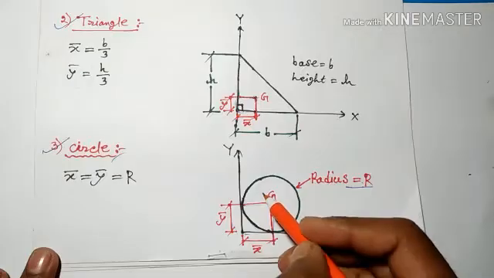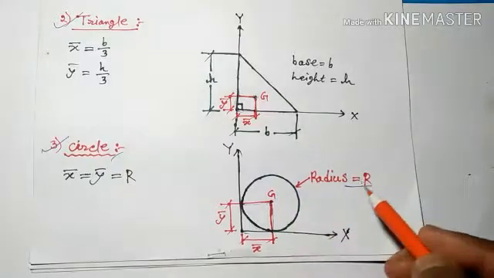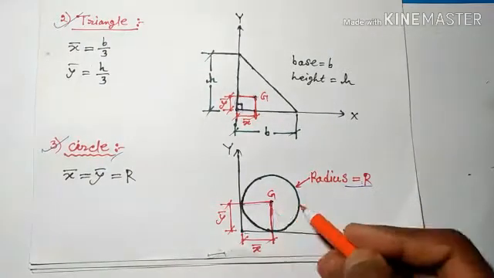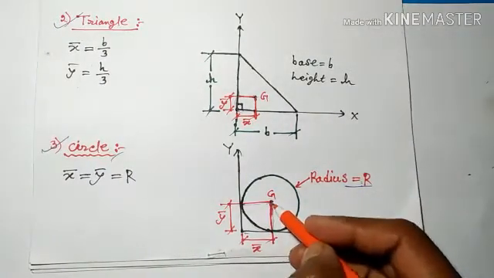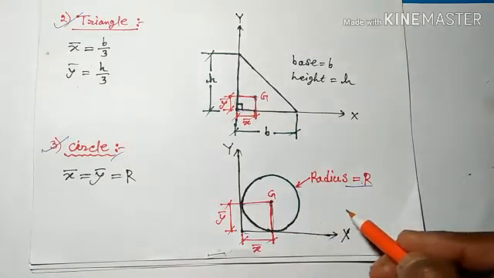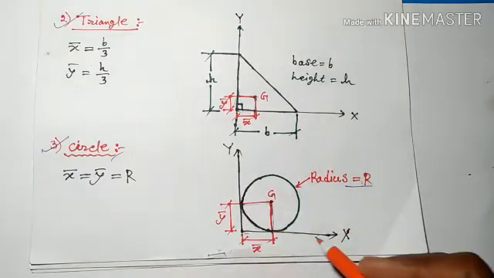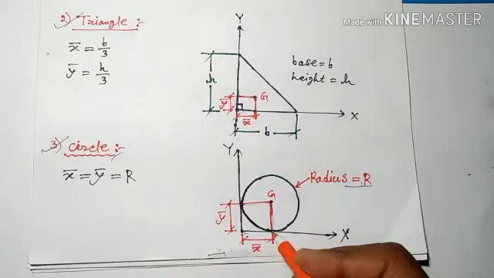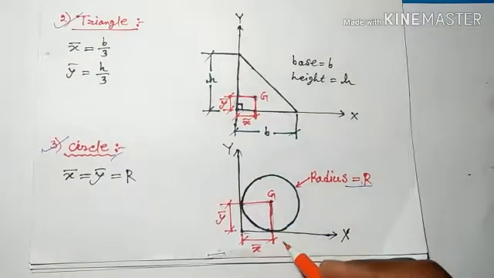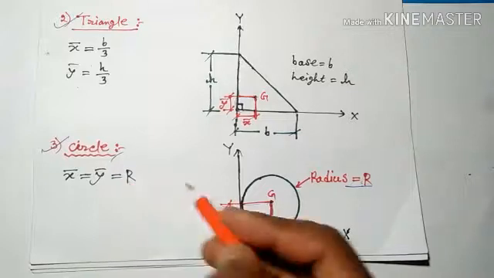Okay. The next figure is a circle. This is a circle of radius r. The location of the CG of a circle is at the center. So for a circle, x bar equals y bar equals r, because they are two radii of the same circle. Okay.